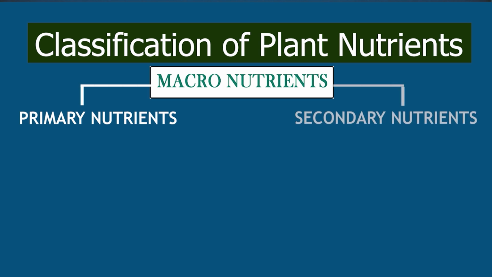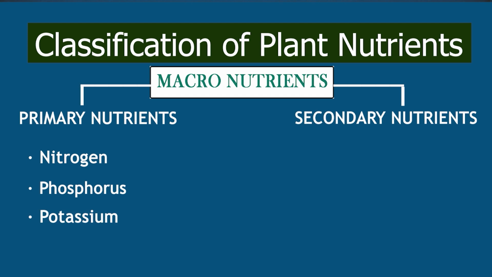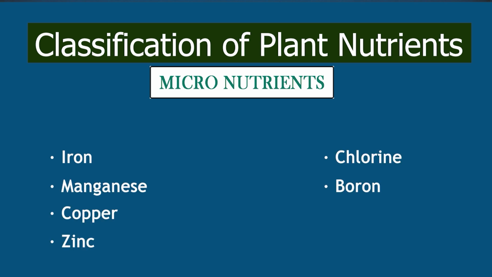Macronutrients are further subdivided into primary nutrients and secondary nutrients. Primary nutrients comprise of nitrogen, phosphorus and potassium. These nutrients are supplied through fertilizers, whereas secondary nutrients comprise of calcium, magnesium and sulfur. Micronutrients are also known as minor or trace elements. They include iron, manganese, copper, zinc, chlorine, boron, molybdenum and nickel. Let us understand nutrients, their function and deficiency symptoms.